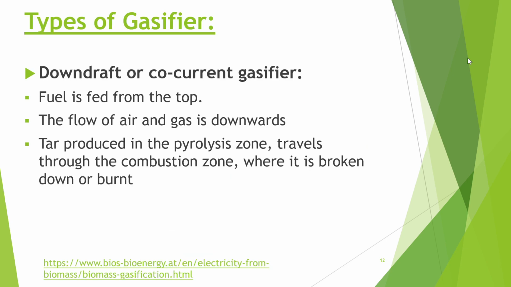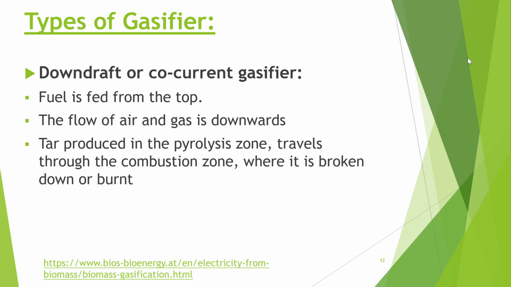Now, let's talk about what a gasifier is. A gasifier is an apparatus, or we can say a unit, in which producer gas is produced after the gasification process. It is generally of three types: downdraft gasifier, updraft gasifier, and crossdraft gasifier. Downdraft or co-current gasifier, let me explain it to you.